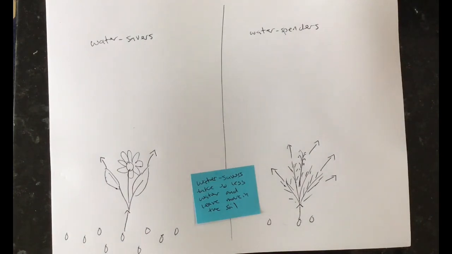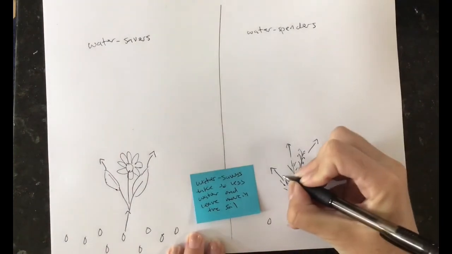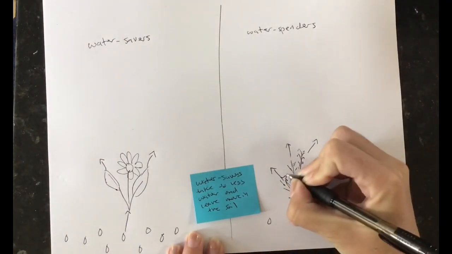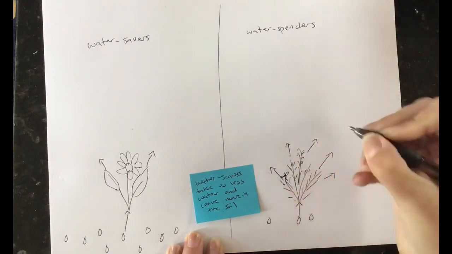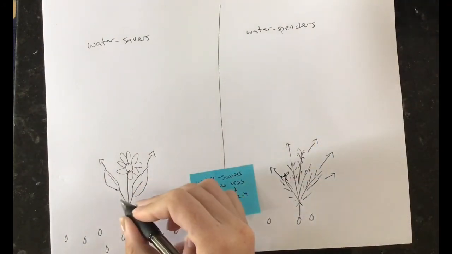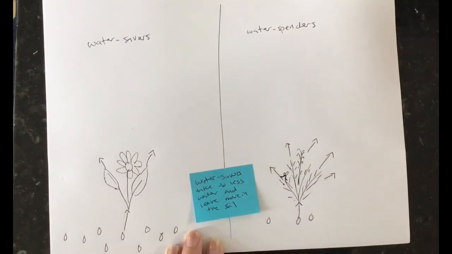Then you can draw some insects in your model. So maybe in one side you might draw one or two insects, something with little wings here, maybe a little caterpillar. And you would decide if you want more on your water savers or your water spenders.